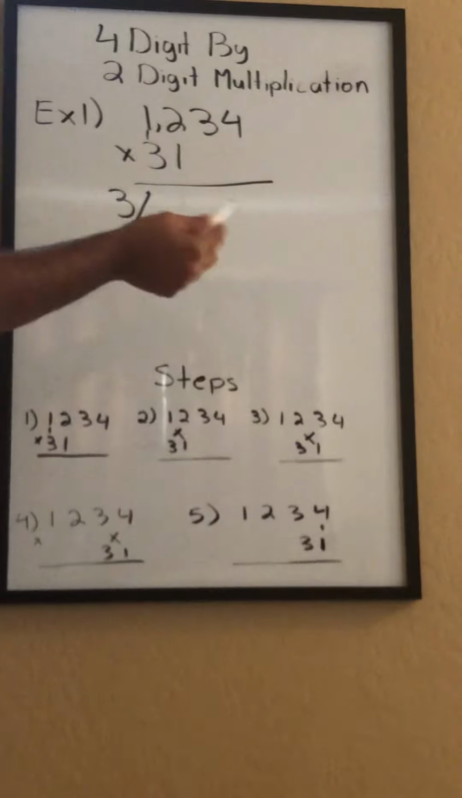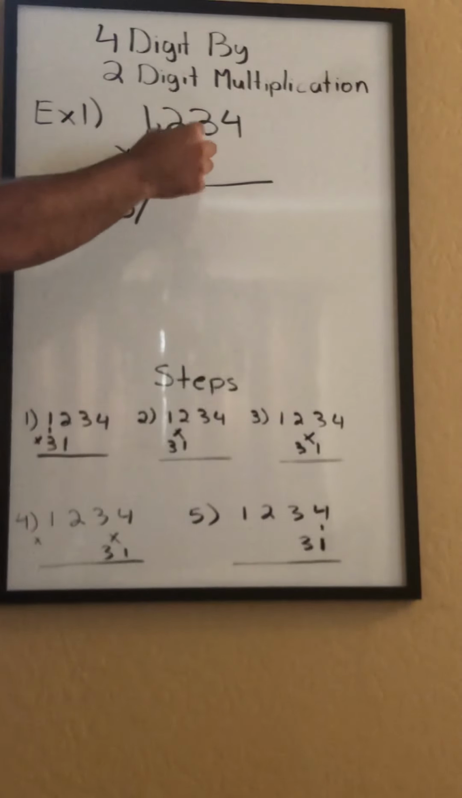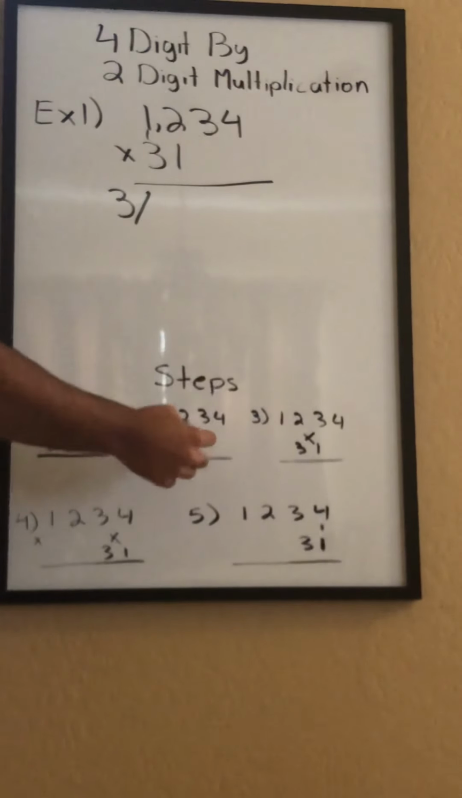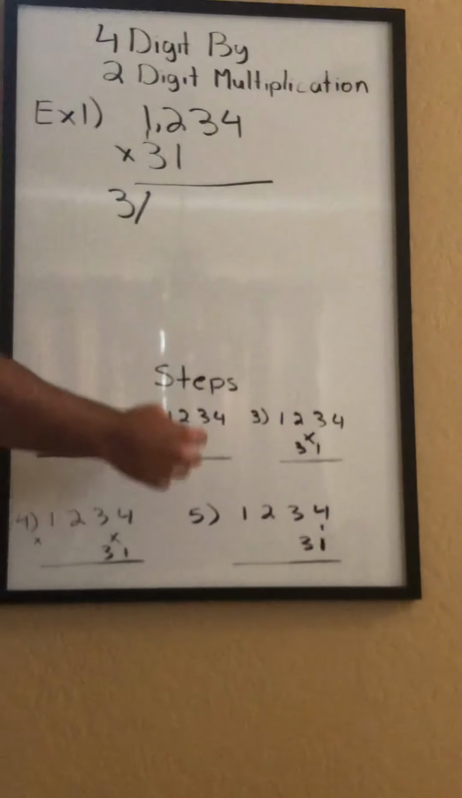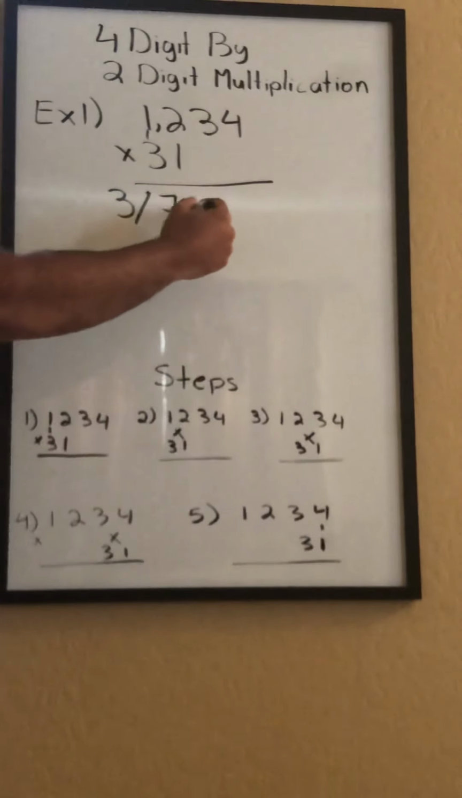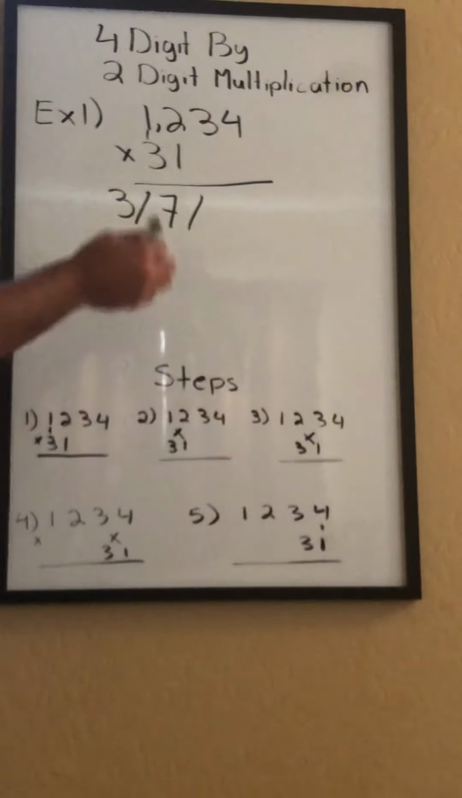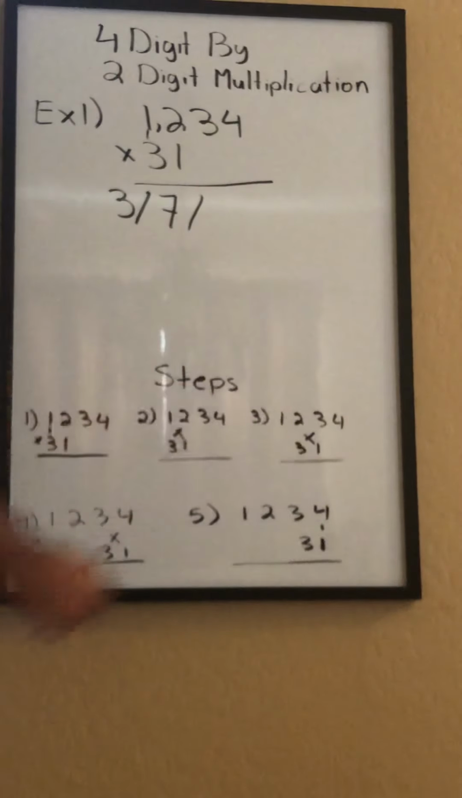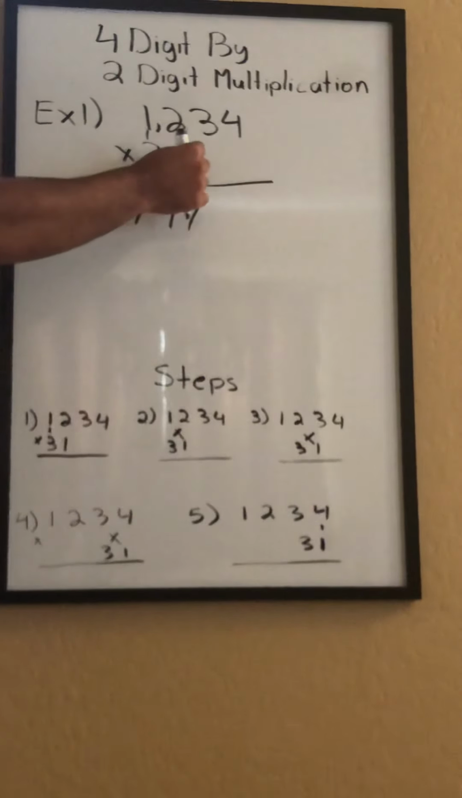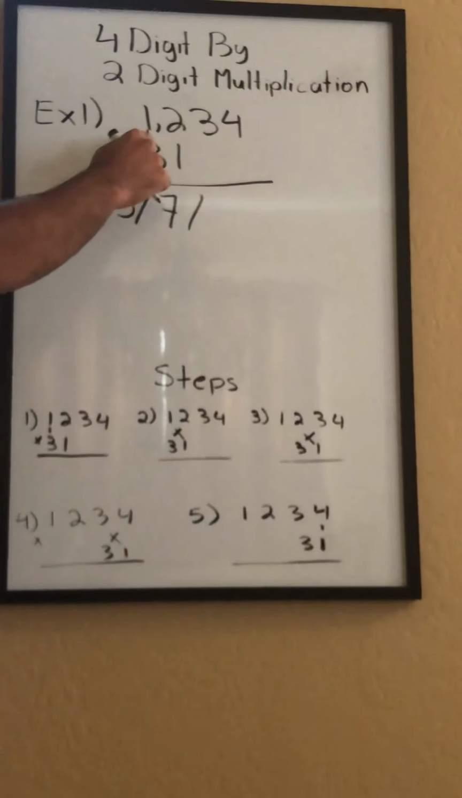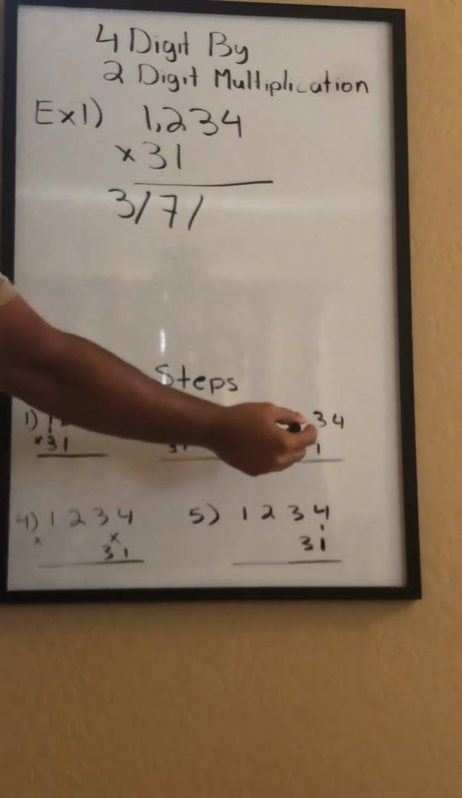So we're going left to right, by the way. 1 times 1 plus 2 times 3, right? 1 times 1 plus 2 times 3. 1 plus 6 is 7. Okay, and now in step 3, you can see the 31 got shifted over 1 space to the right, so it's really 3, 1.